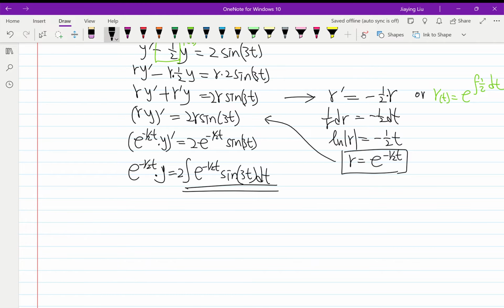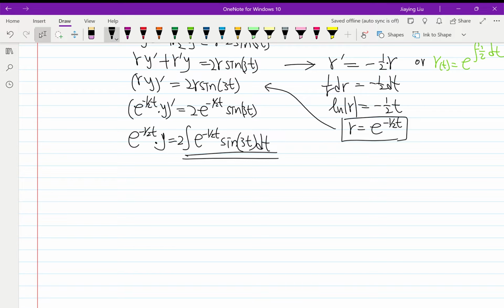Just look at that. So to integrate this, we're going to use integration by parts. I'm going to call u equals sine 3t. It really doesn't make a difference here which one is u. You can call the exponential part u. Doesn't matter. du equals cosine 3t times 3 dt. And then dv will be the exponential part, and then we can find v from there.